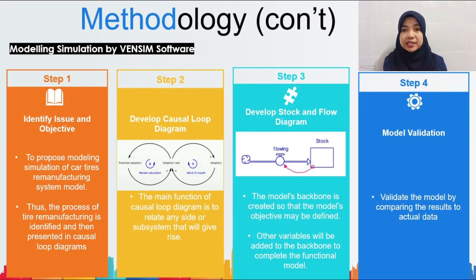The final step in the modeling process is to validate the model by comparing the results to the actual data. Then the model result is evaluated and considered valid if the result obtained matches the trend of the previous data, regardless of minor differences in value.